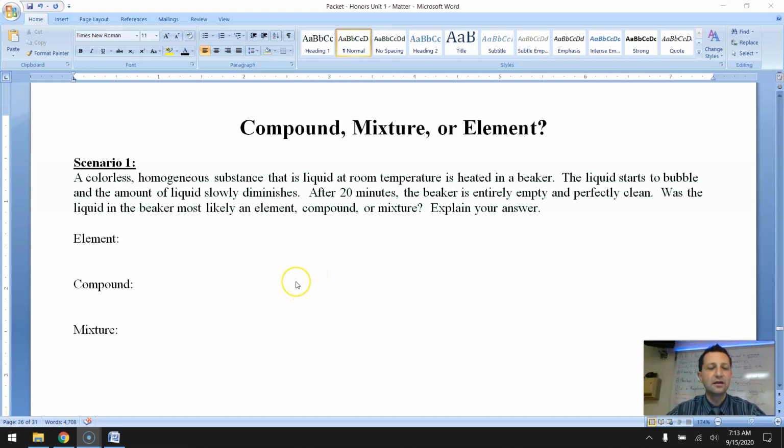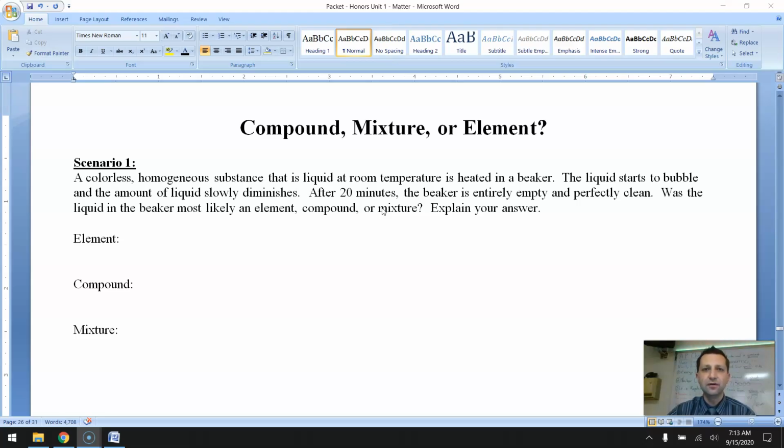What we're going to do is take a look at a couple pages in our packet titled Compound, Mixture, or Element. These pages give you various scenarios. There are 7 of them. You're going to read through each scenario and figure out if the item they're describing is an element, compound, or a mixture, based on what we know from Unit 1.